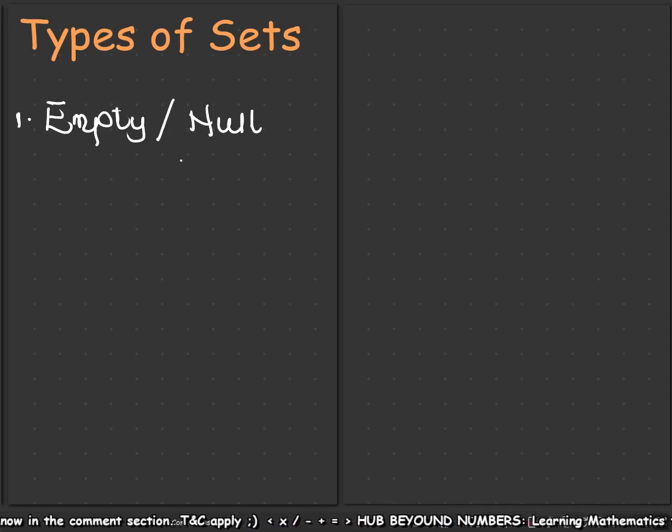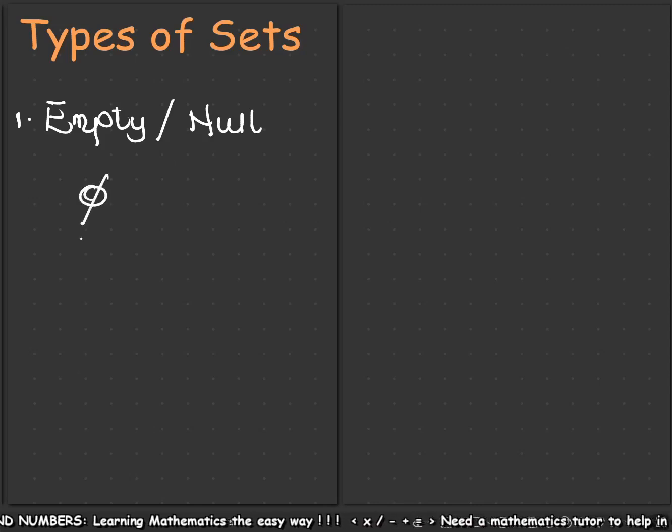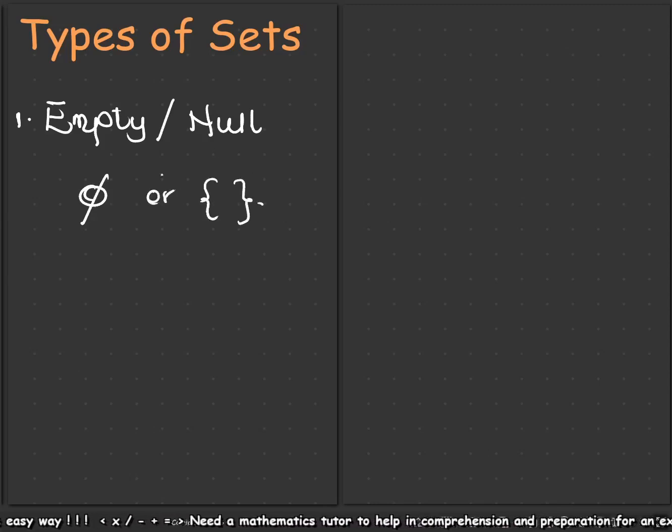A null set is a set with no element at all. This set has no element, you see, and we usually notate it with what? Something like this. You just write a circle or O, then you cancel it out, or a curly bracket that has no element. This is what we call an empty or a null set.